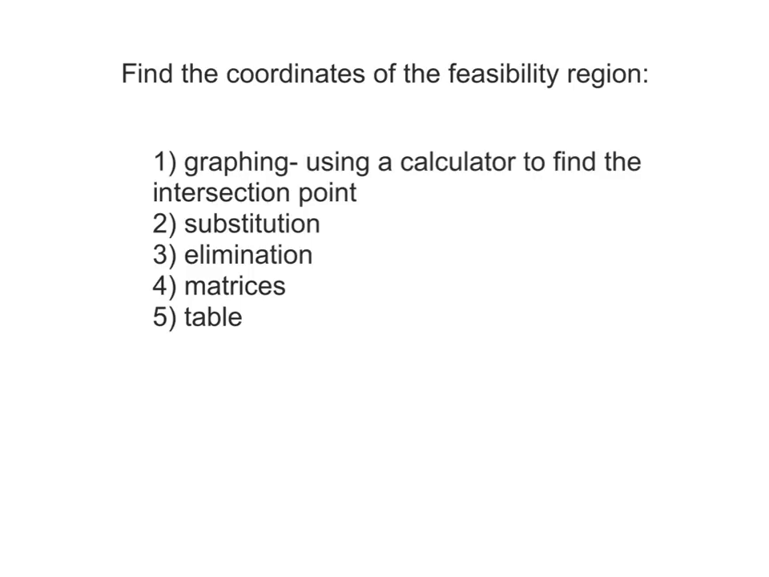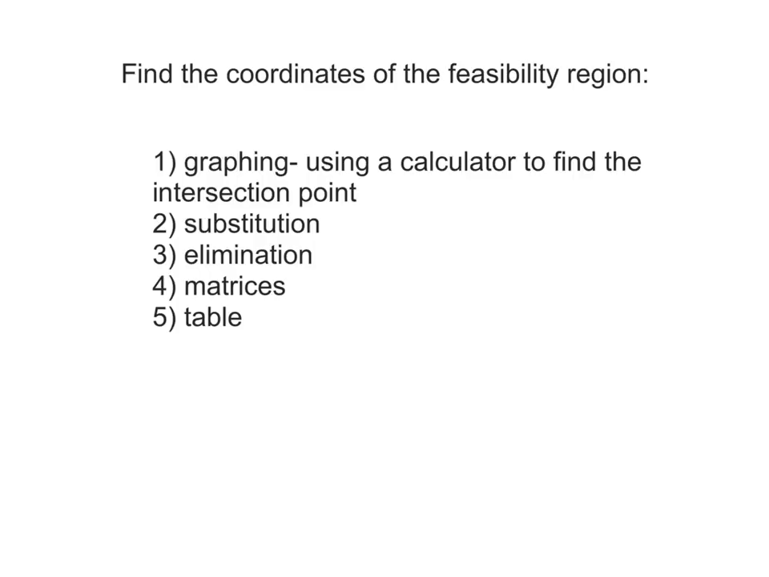In order to find the coordinates of this feasibility region, we have worked on a couple of different ways. We can do graphing, where we use our calculator to find the intersection point. Substitution, which was the video from last night. Elimination, which is going to be your video tonight. Matrices, which you're also going to learn. And then also just by looking at the table. If you graphed on your calculator, you can look at the table of values for each one of the inequalities to see where they have an overlapping coordinate point that is the same.